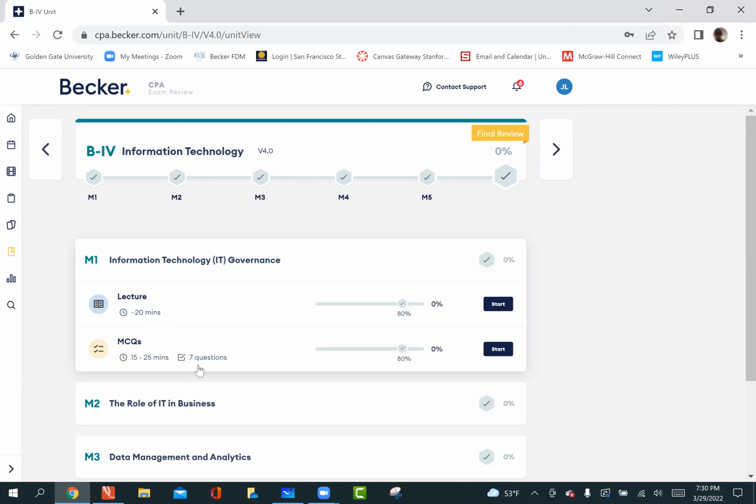Well, I think there's different means to the same end. I got a 97 on FAR by not taking any notes at all. I listened to the annoying videos and I did the MCQs over and over and over again. And I got a 97 on FAR. So like I said, everyone learns in a different way.